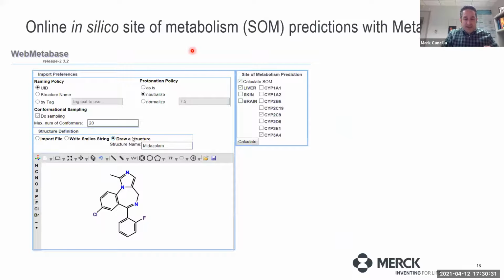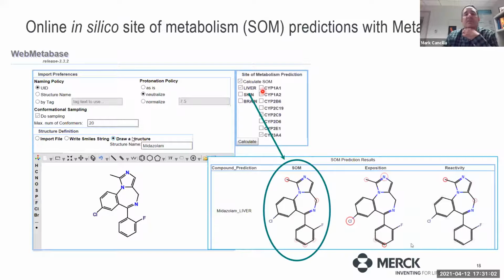The other thing I wanted to quickly discuss is the in silico side of the software. MassMetaSite has an in silico site of metabolism prediction calculation that we also like to incorporate into our data sets. So I'm going to show an example of how that works with midazolam here.